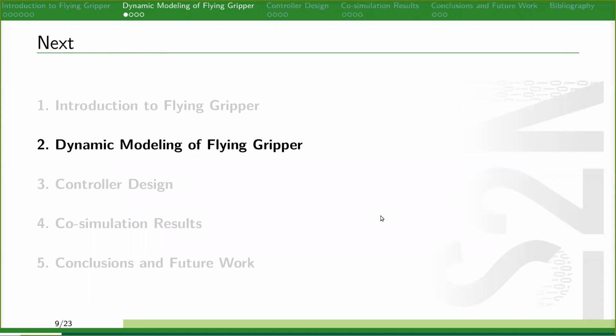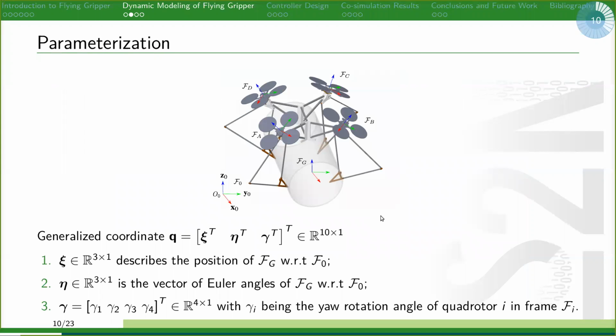Now, we are going to introduce the dynamic modeling of the robot. First of all, the configuration of the robot is represented by a generalized coordinate vector, Q. It describes the position of the body structure, the attitude of the body structure, and the gear rotation angles of the quadrotors.